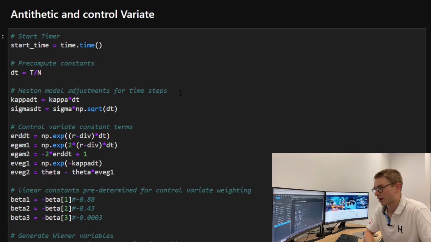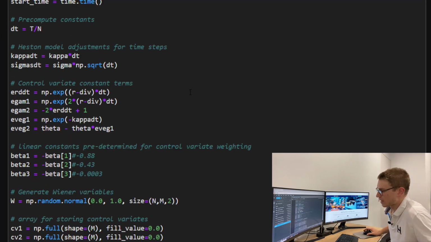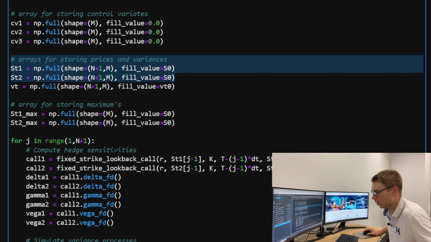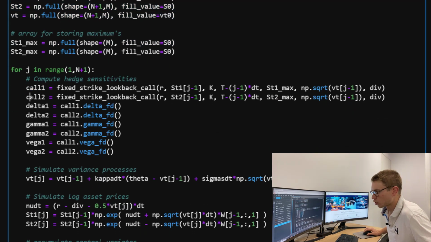Now we're going to consider what happens when we have the antithetic and the control variate together. So here we're doing the exact same thing, except we have two asset paths as well. So now we've got two call options with that fixed strike lookback call analytical solution. We calculate two delta processes, two gamma processes, two vega processes.